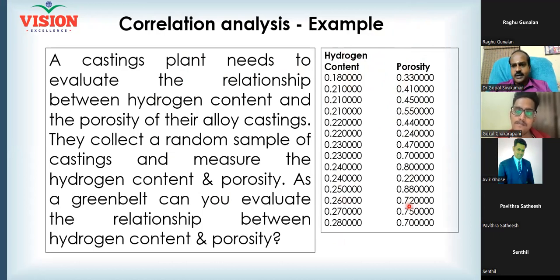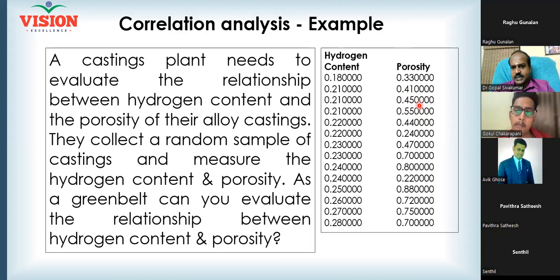The domain experts, the metallurgy experts, are saying that if the hydrogen content is more, porosity will increase. Porosity means there will be holes inside your solid metal. The presence of holes inside solid metal will reduce its strength. So this is called the porosity problem.